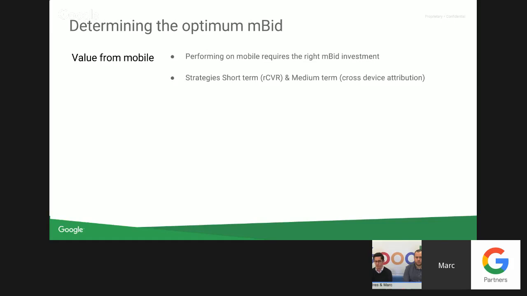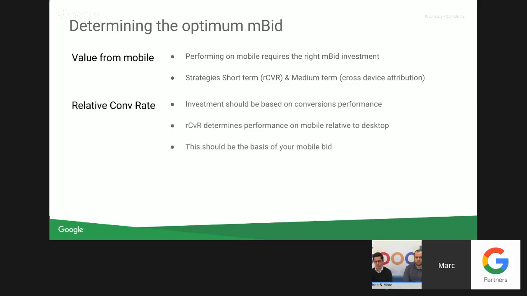One is the medium-term strategy, which is the cross-device attribution strategy, and that means correlating cross-device conversions and understanding the whole journey of mobile across the purchasing journey of the client. The short-term one, which is the one we covered today, was the relative conversion rate, so benchmarking mobile performance against computer performance. Relative conversion, as we said, should be primarily taking on the conversion performance. So have a decent amount of conversions, preferably above 5, to track that actual performance. As the performance is measured on mobile relative to desktop, that is how we're determining the basis of your mobile bid from a short-term point of view.